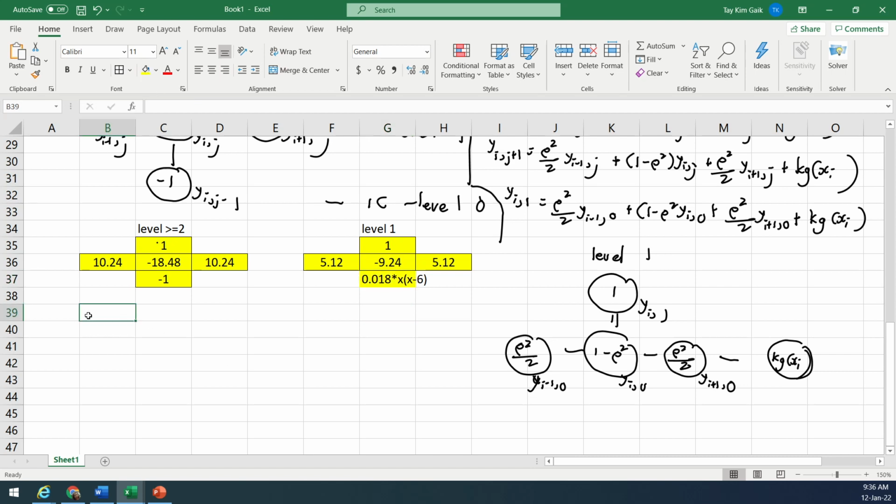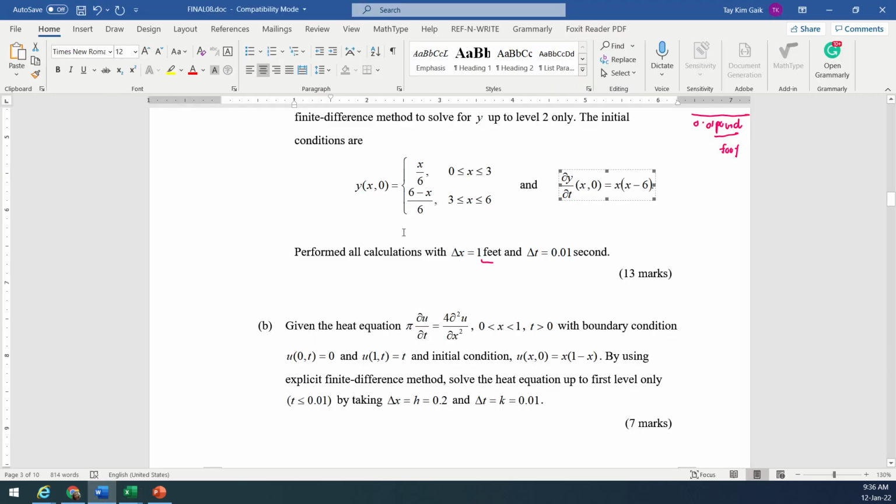Then we draw the grids. They want up to level 2, so 0.02, 0.01, 0. And x from 0 to 6 with increment of 1 unit. Right.